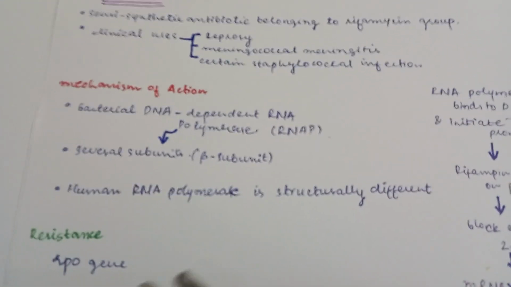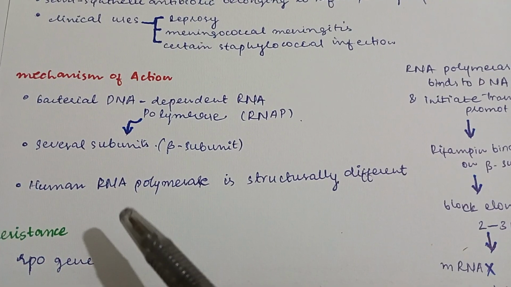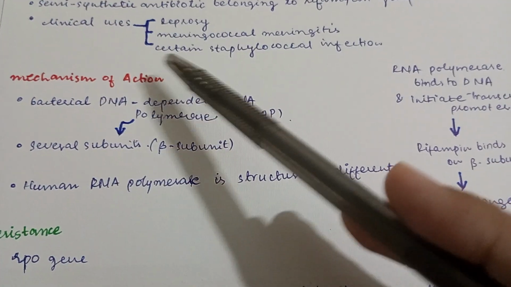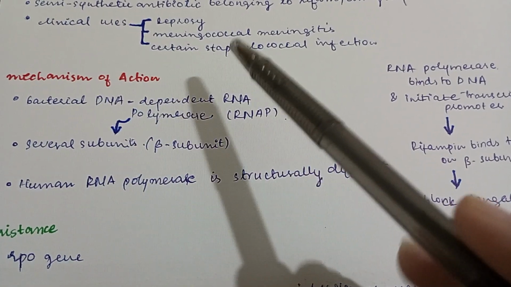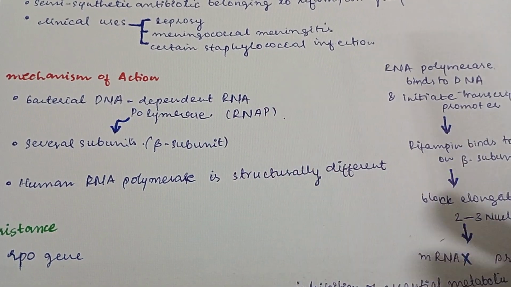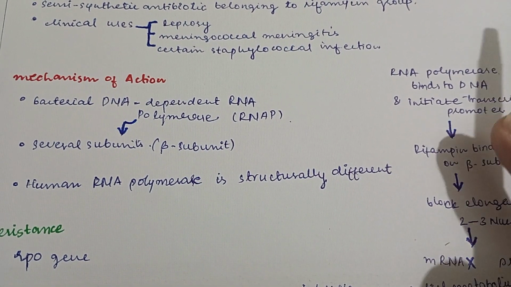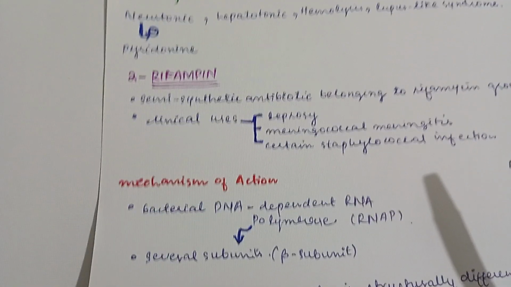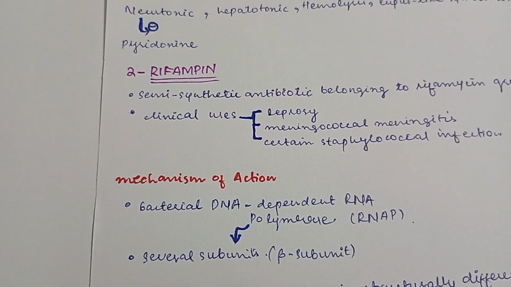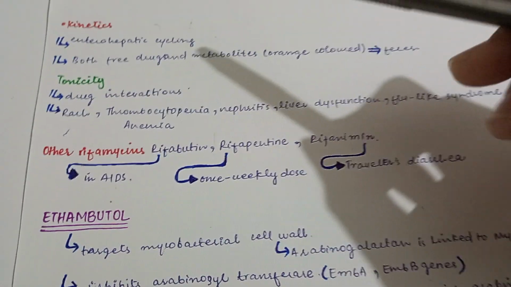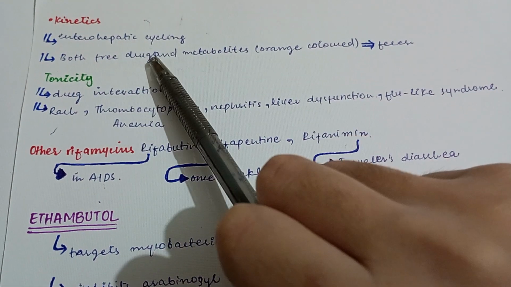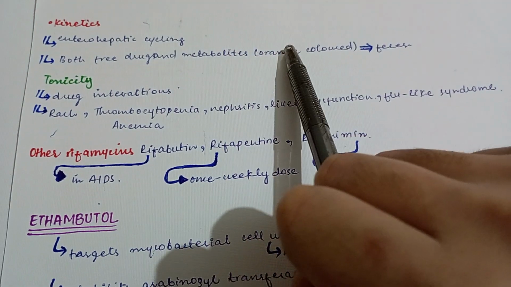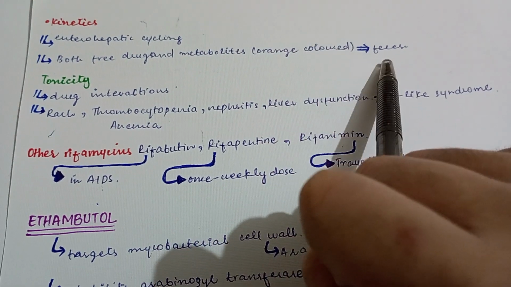The resistance occurs by mutations in the rpoB gene, and this gene encodes this enzyme, DNA dependent RNA polymerase, RNAP. Now let's move towards the other 2 drugs as well as the toxicity that is caused by rifampin. This drug undergoes enterohepatic cycling, and both the free drug and the metabolites are orange in color and are eliminated in the feces.